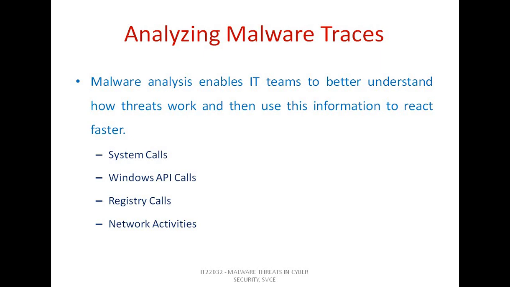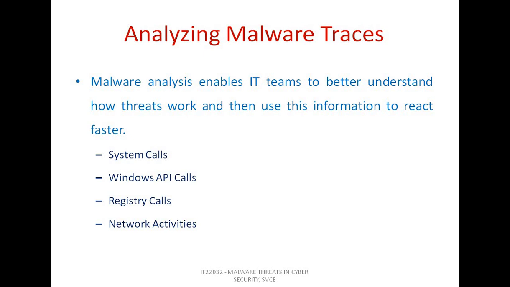In this analysis, we are going to mainly focus on how a malware can be identified based on analyzing the system calls that it makes to Windows, the API calls which the malware is going to make, registry calls, and the network activities that are executed when that particular malware is being analyzed.